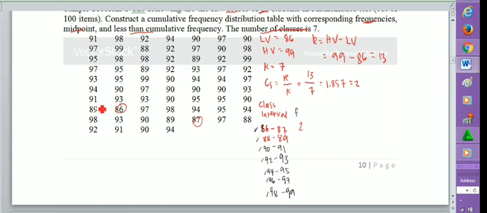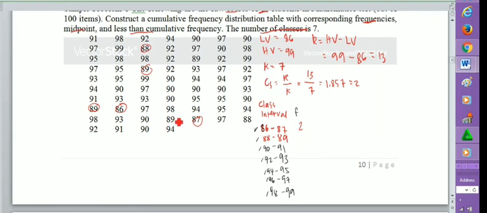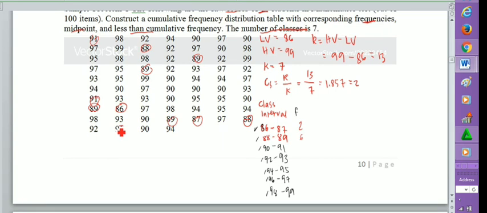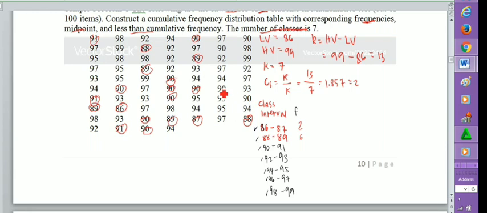For 88 to 89, we have 1, 2, 3, 4, 5, 6. Okay. 90 to 91: 1, 2, 3, 4, 5, 6, 7, 8, 9, 10, 11, 12, 13, 14, 15. Okay, so we have 15.